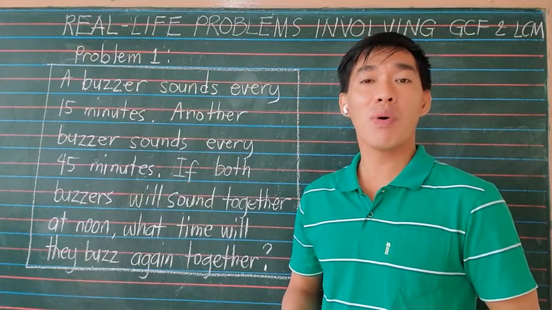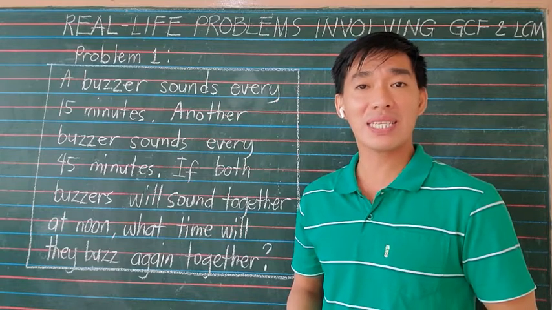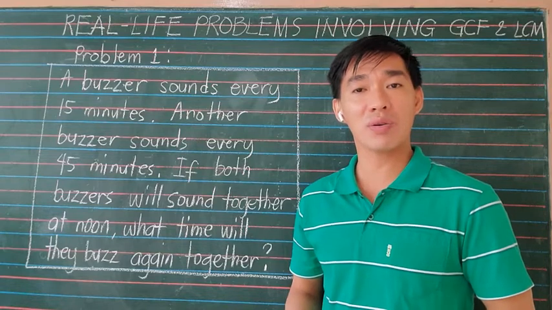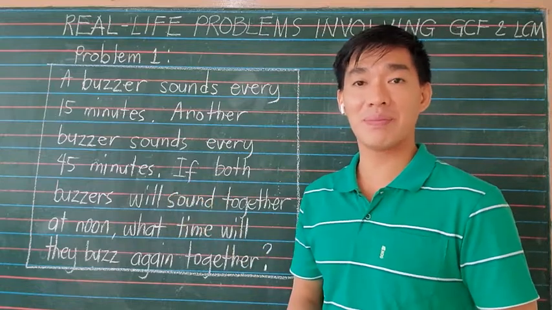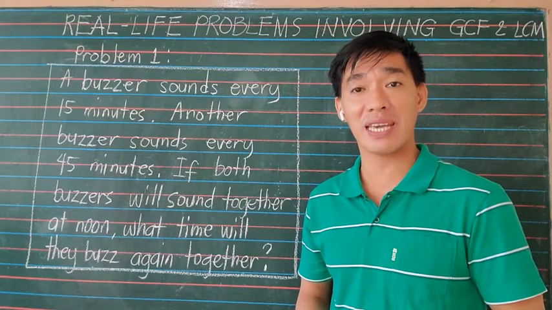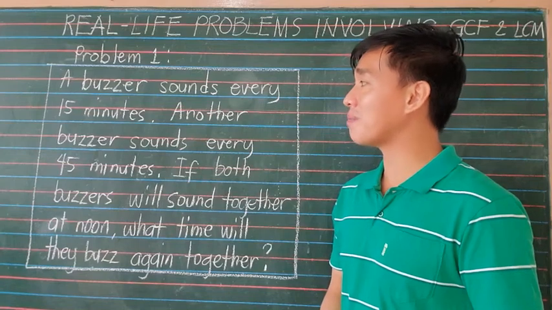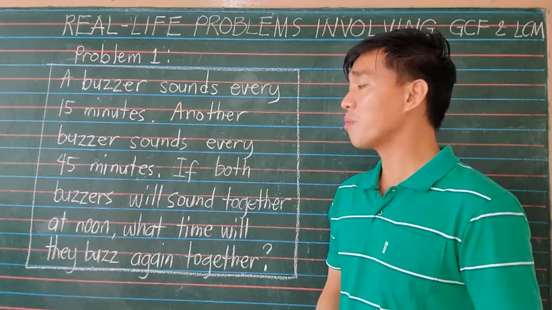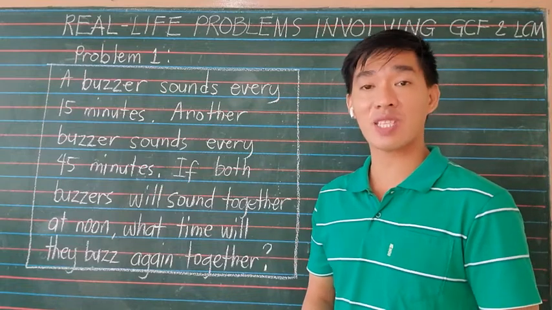At this point, one of the challenges in GCF and LCM is the word problem. This time, it's very difficult to determine or to identify when to use GCF or LCM. For example, we have here a problem, and let us check if this problem is about GCF or LCM. Our problem is, a buzzer sounds every 15 minutes. Another buzzer sounds every 45 minutes. If both buzzers will sound together at noon, what time will they buzz again together?